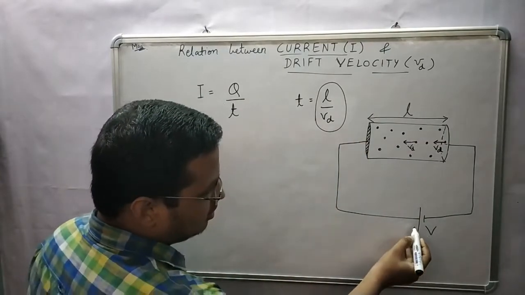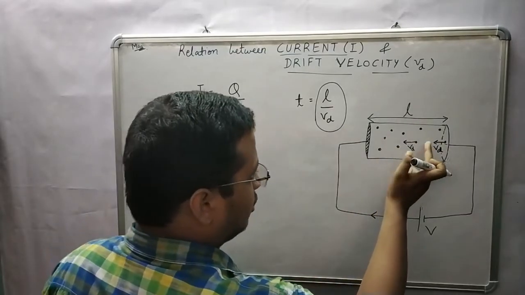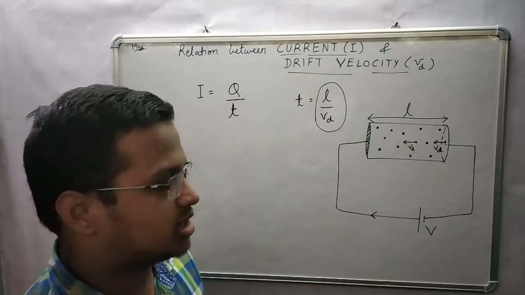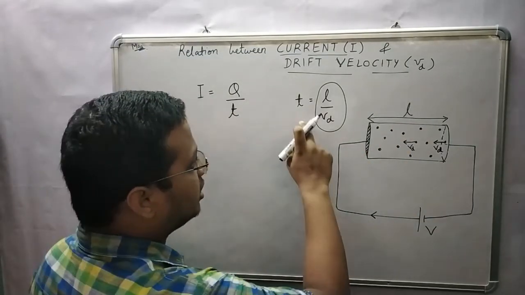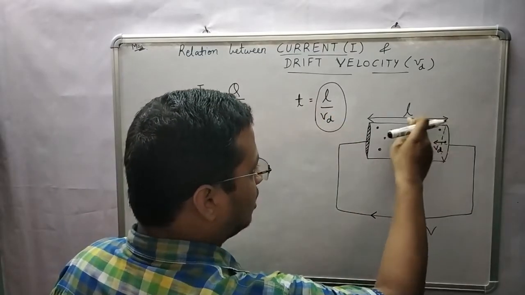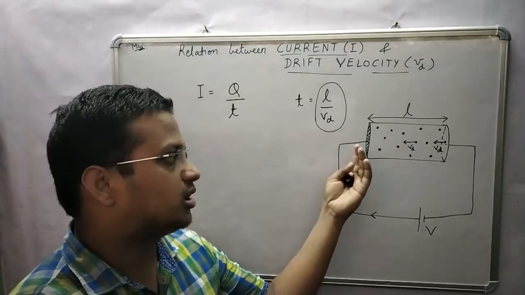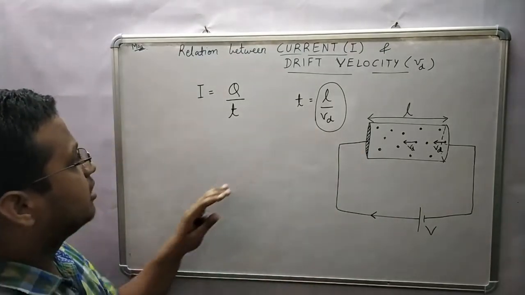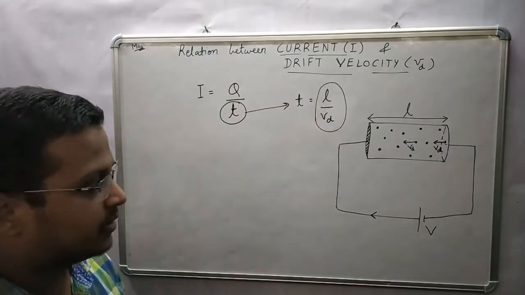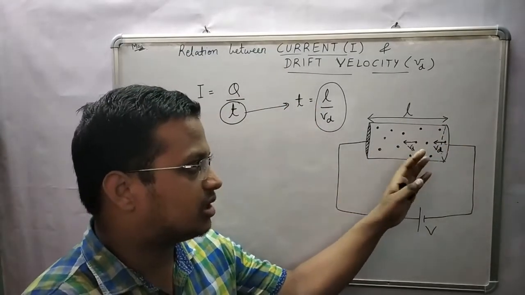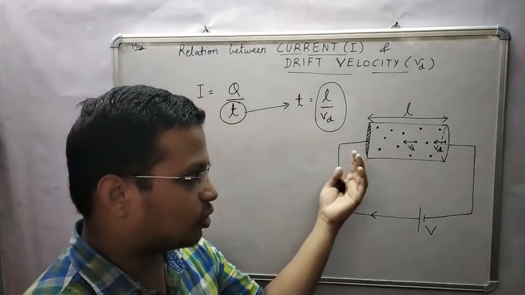Now note that here the correct direction of current is clockwise, but electrons, since they are negatively charged, will be moving opposite, that is anti-clockwise. Within this time, all the charges present inside the conductor would have crossed the cross section. So our first criterion, the time within which all the charges will cross the area, we have got. Now let us find the total charge that is going to cross.